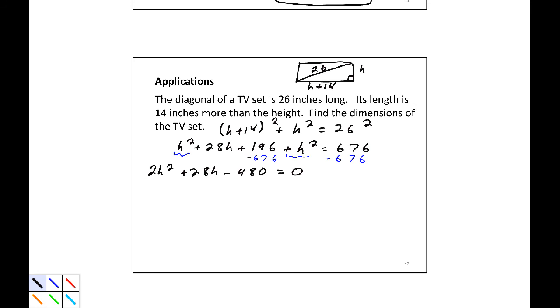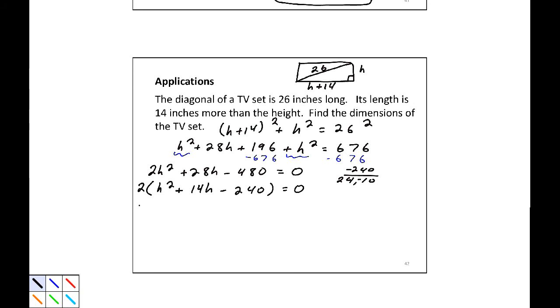Well, the first thing I notice is that we have three terms that are all divisible by 2. So we'll factor out a greatest common factor of 2 to be 2 times the quantity h squared plus 14h minus 240 equals 0. And actually 240 is 24 times 10. Negative 240, factors are 24 and 10. We could make that a 24 and a negative 10, so that those add to be 14.